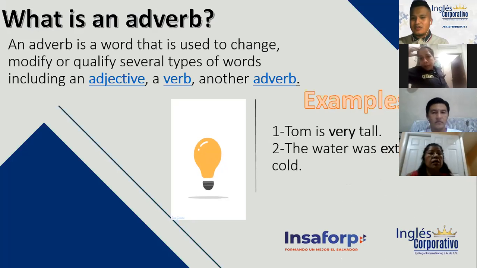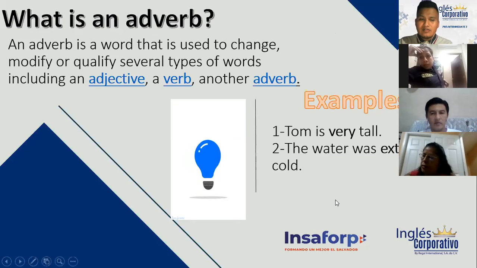We have some examples here. The first one says, Tom is very tall. As you can see, the word very is an adverb that is modifying the adjective tall. The second one, number two: The water was extremely cold. As you can see, the word extremely is the adverb in this case.